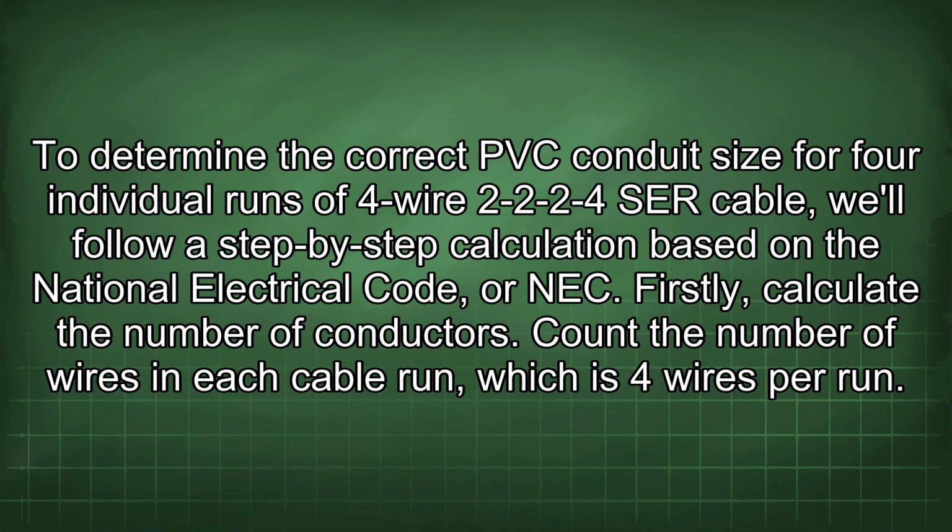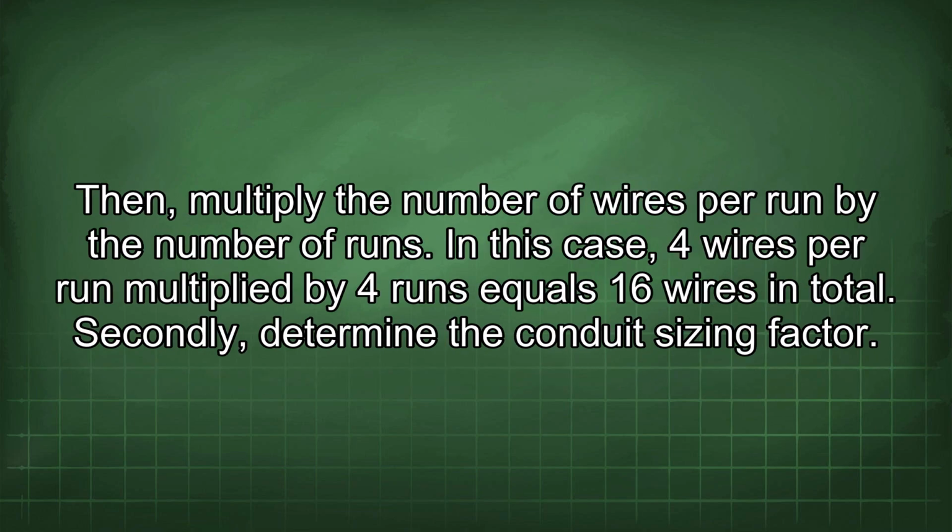Firstly, calculate the number of conductors. Count the number of wires in each cable run, which is 4 wires per run. Then, multiply the number of wires per run by the number of runs. In this case, 4 wires per run multiplied by 4 runs equals 16 wires in total.